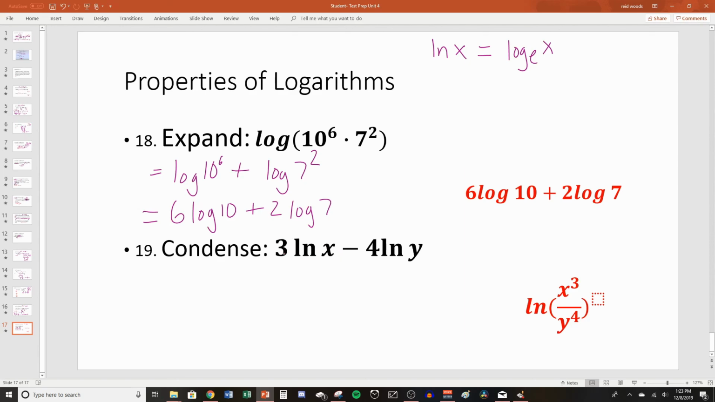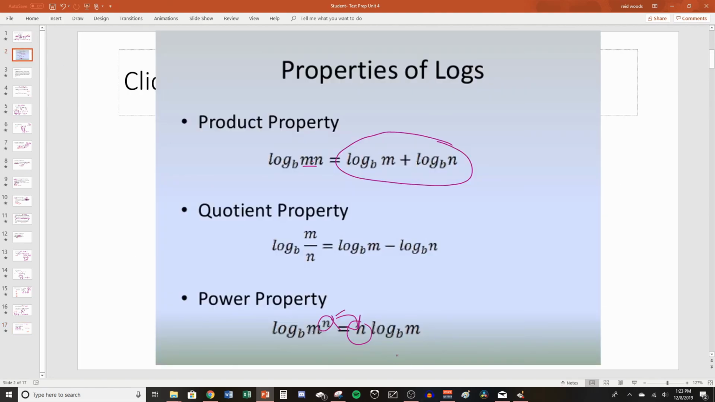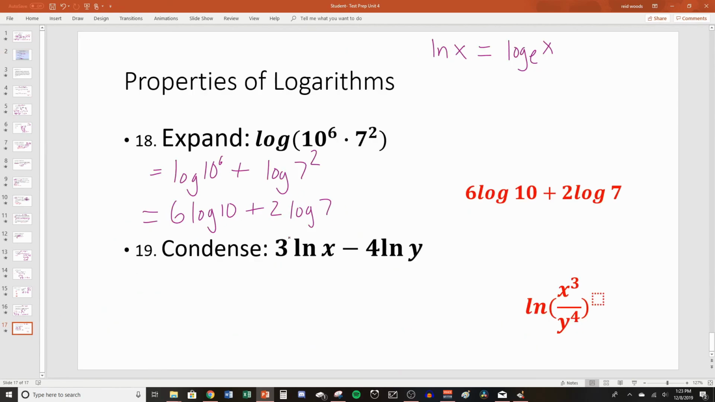On this one, you usually want to start with the power properties. We've got this 3, we've got this 4. We're going to use the power property to take that value, right here, and move it into the exponent. So this is going to be natural log x to the third, subtract natural log y to the fourth. We just move those powers to the tops.